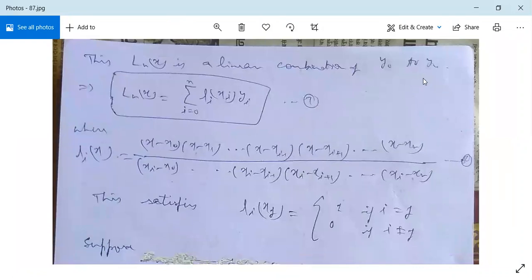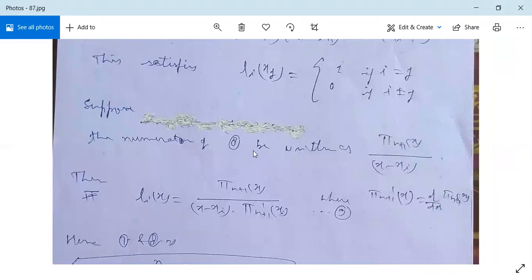So this Ln(x) is a linear combination of y0 to yn, that is y0, y1, y2, so on, yn. It implies that Ln(x) can be written as summation i equal to 0 to n of li(x) yi, where small li(x) is (x minus x0), (x minus x1), so on, (x minus x(i minus 1)), (x minus x(i plus 1)), so on, (x minus xn), divided by (xi minus x0), (xi minus x1), so on, (xi minus x(i minus 1)), (xi minus x(i plus 1)), and so on, (xi minus xn). See here in the numerator, x minus xi is absent, and in the denominator, xi minus xi is absent. This satisfies li(xj) is equal to 1 for i equal to j and 0 for i not equal to j. This is for writing Ln(x) in a simpler form.